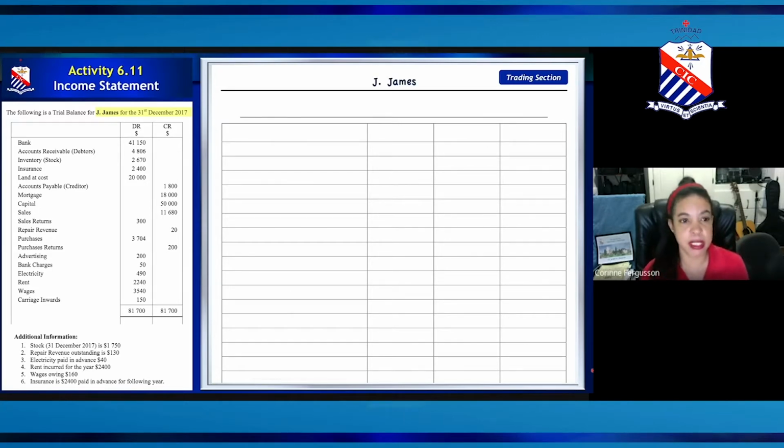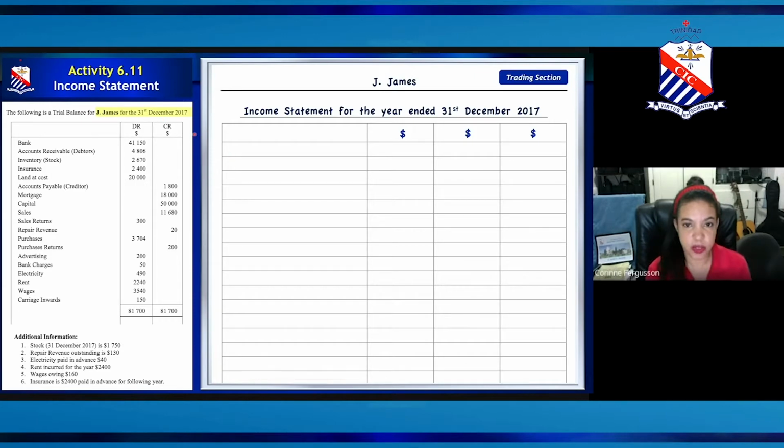So you put the name of the business, and then what are we doing? We are doing an income statement for the year ended, and what is the period? As we see up here highlighted, this gives you the name and the date, and it's the 31st of December 2017. We have three columns, dollar columns as I call them. So you would put your dollar signs there to represent that. The column here, the large one, is for your details.